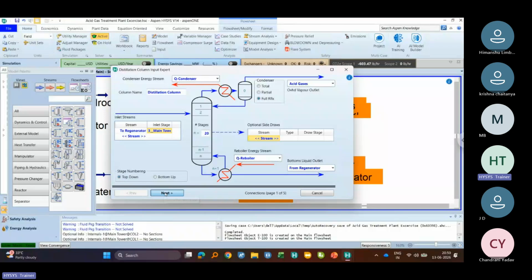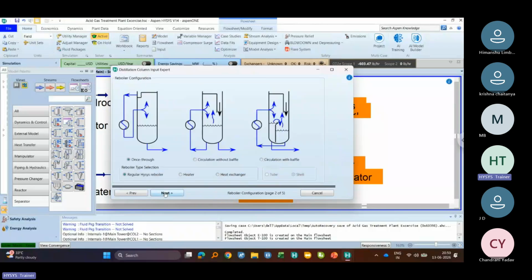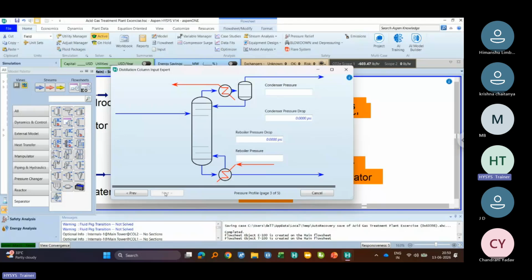Then we will go to next. We will be going with regular burst through high C3 boiler. We click on next. The condenser pressure is given to us as 22 psi. Then the condenser pressure drop is 2 psi.